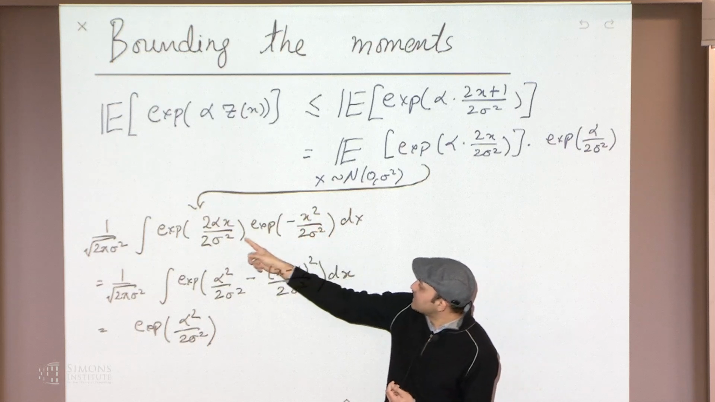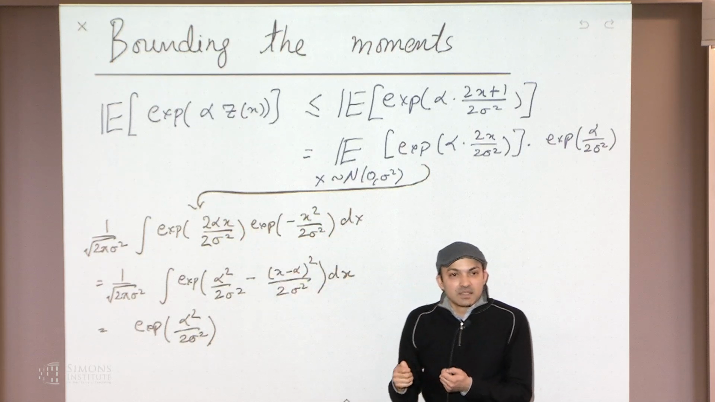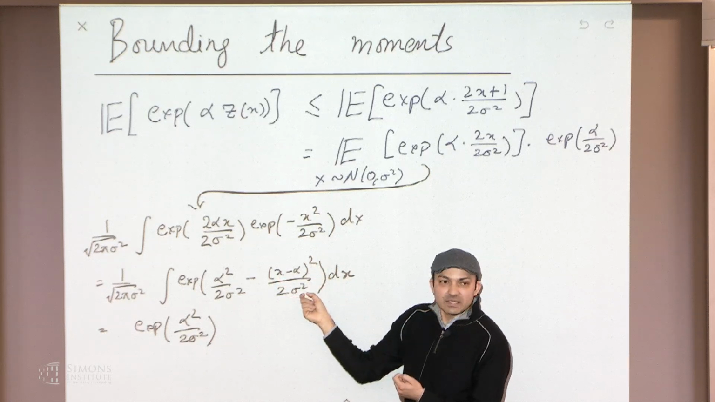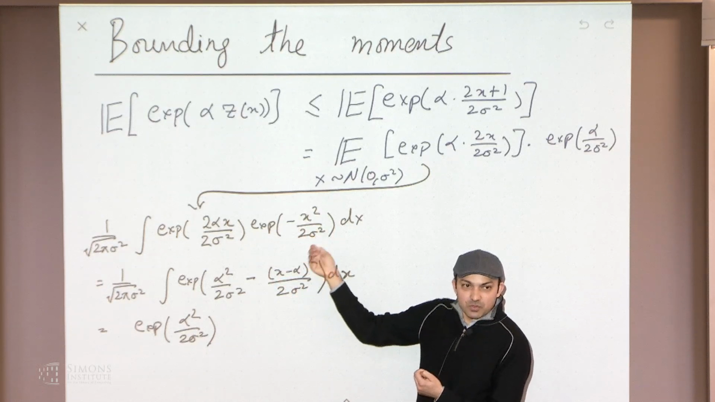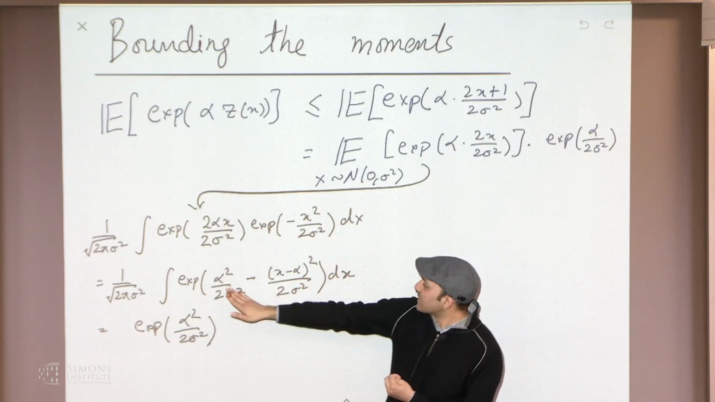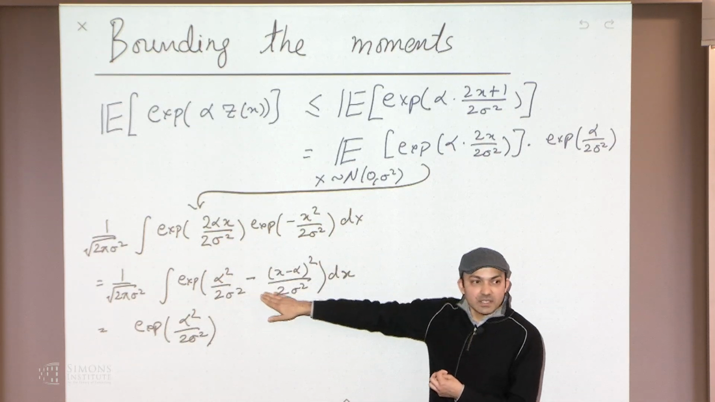So this is x squared minus 2 alpha x. Complete the square to get (x minus alpha) squared over 2 sigma squared. And to do that, we had to subtract alpha squared over 2 sigma squared, and add that back. This is an equality.